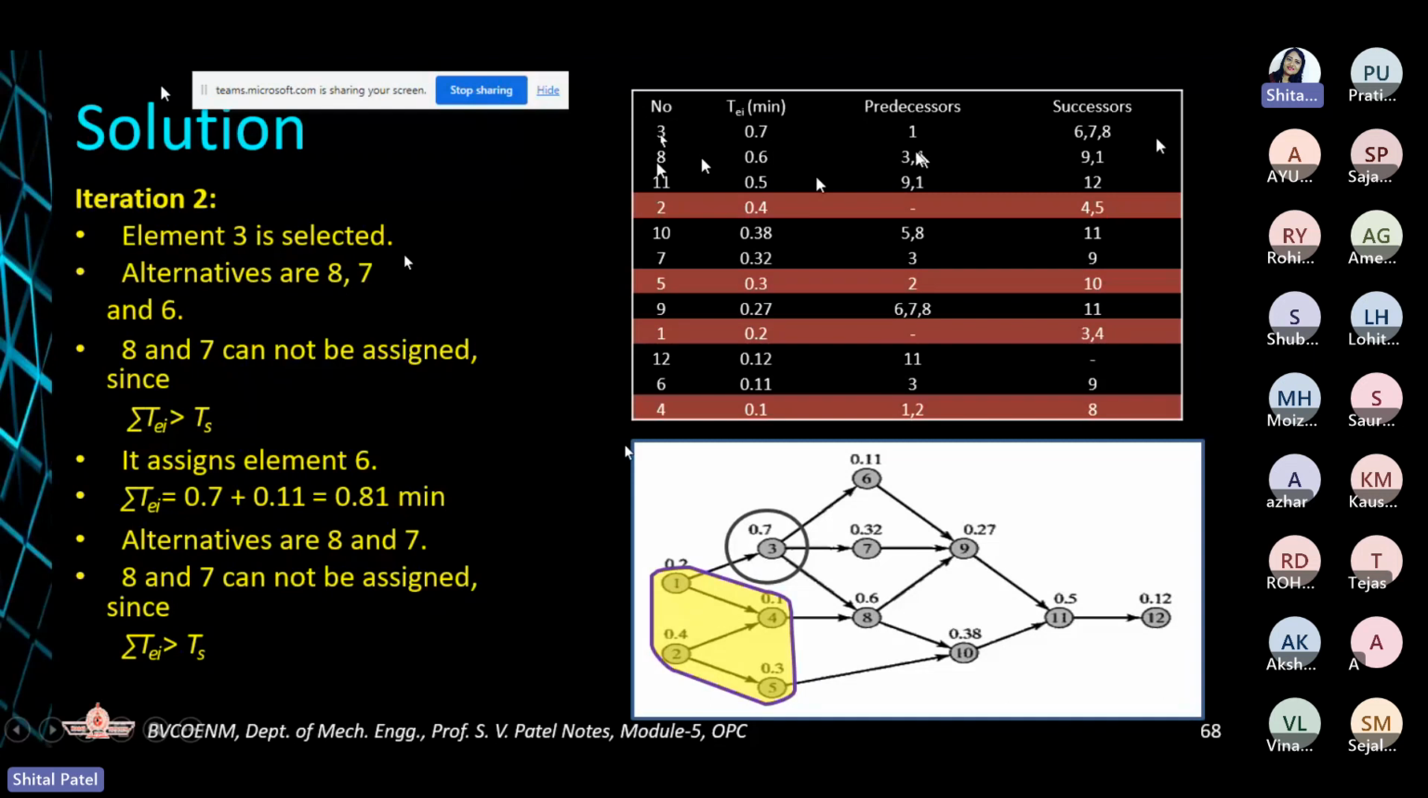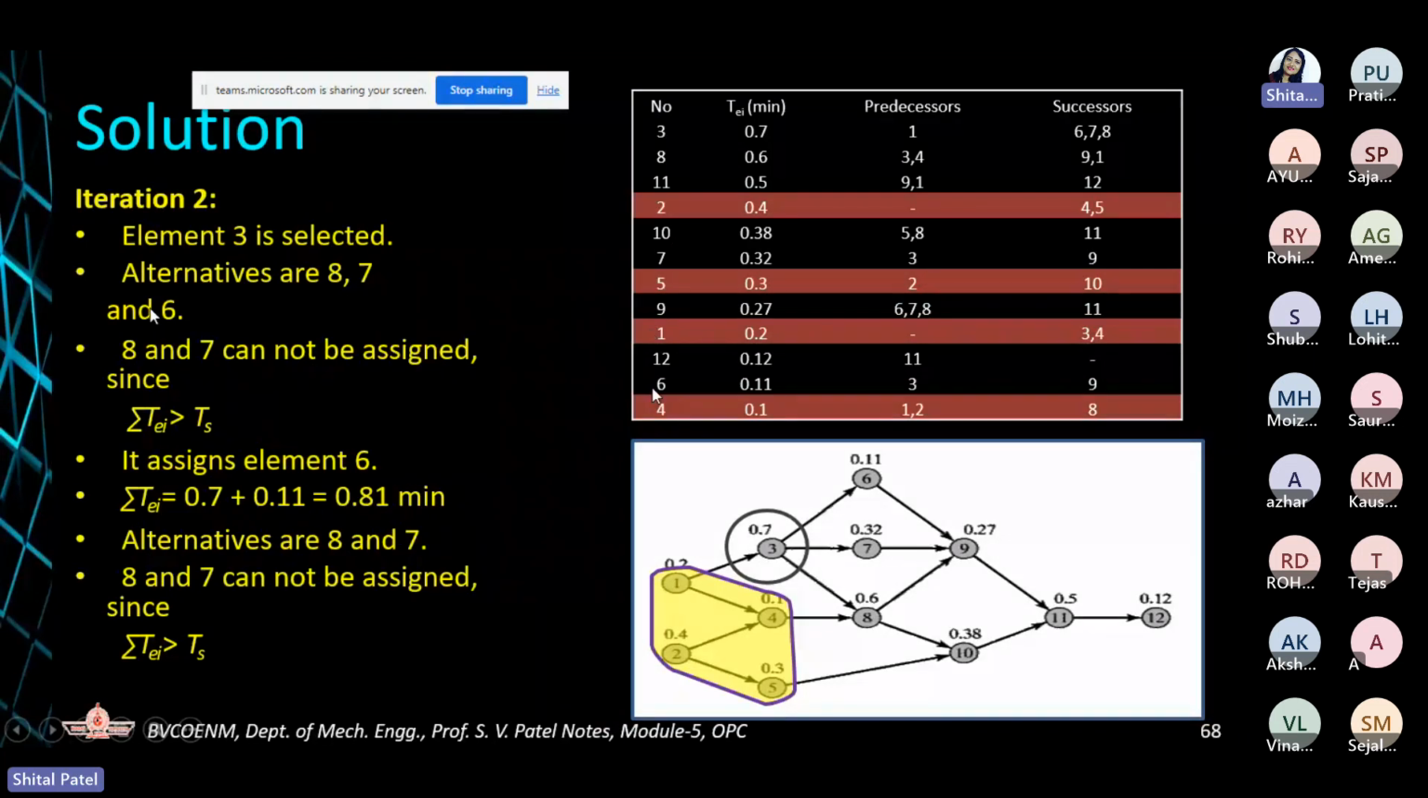What was the limitation? Because 0.7 plus 0.6, the cycle time is getting increased. So we are not including that. 11 is not possible. 10 is also not possible, right? So we are jumping to 7. 7 is also not possible. Then we are going to 9. 9 is also not possible. 12 is not possible. So remaining is the sixth one.